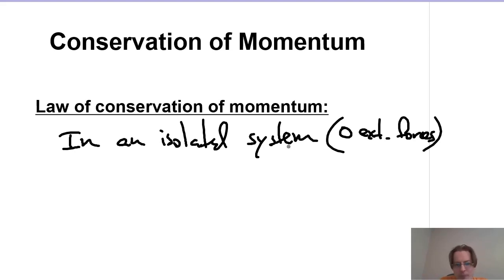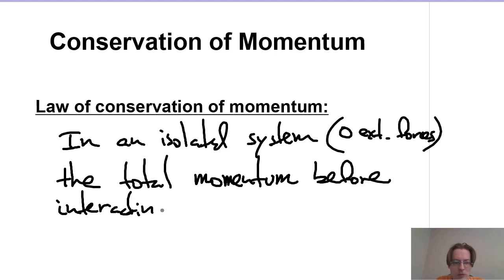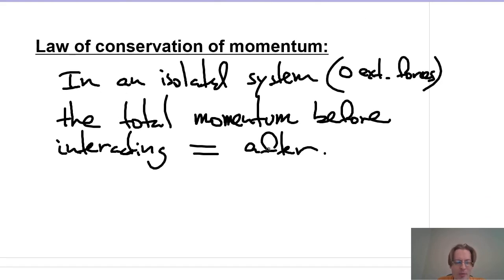In an isolated system, the total momentum of all the parts before the interaction is the same as what it is afterwards. The total momentum before interacting is equal to what it is after. So we call it a conservation law, when something before an interaction is the same as what it is after the interaction occurs. Let's understand why this would happen.